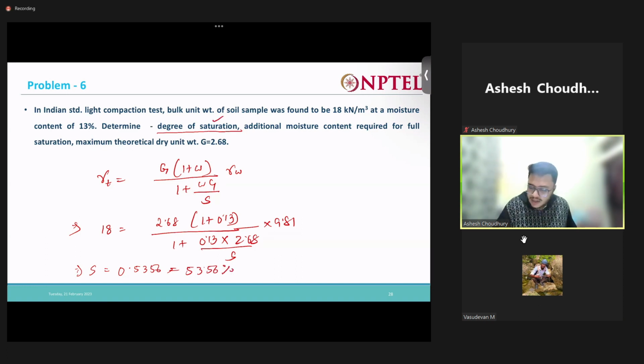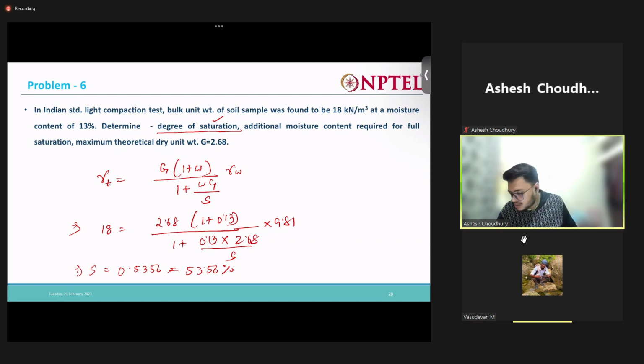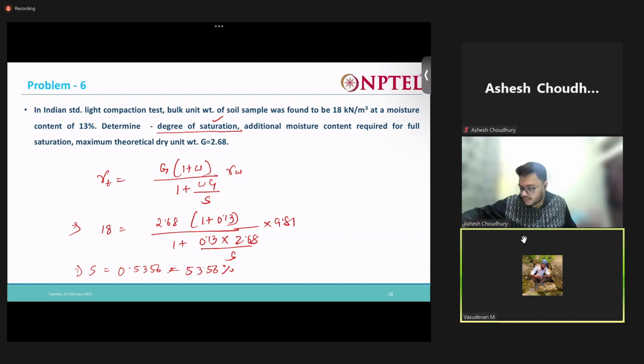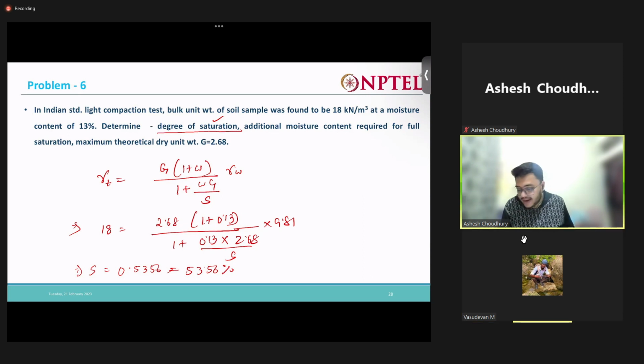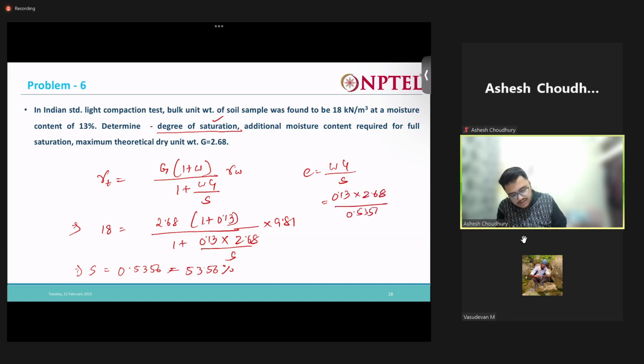So the first portion we solved. Now let us find out the void ratio at this saturation. It is nothing but e is equal to wG by S. So w you know, 0.13 into 2.68 by 0.5356. If we do that, e will come out to 0.65. So this is the void ratio at this stage.